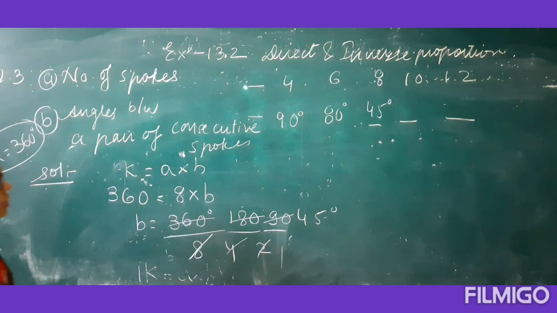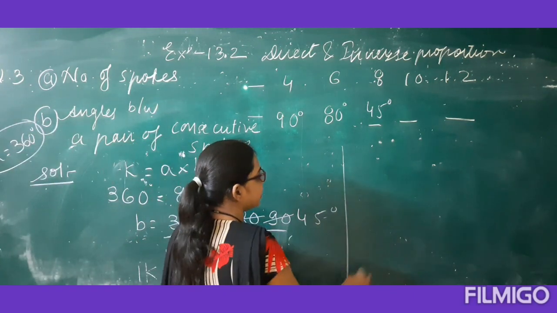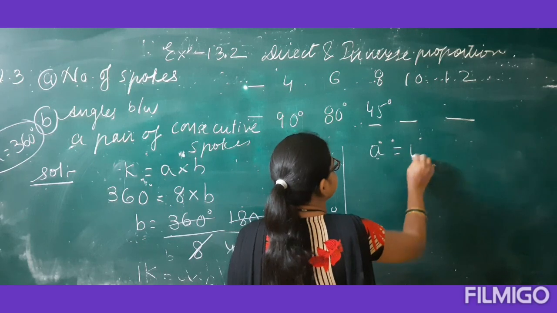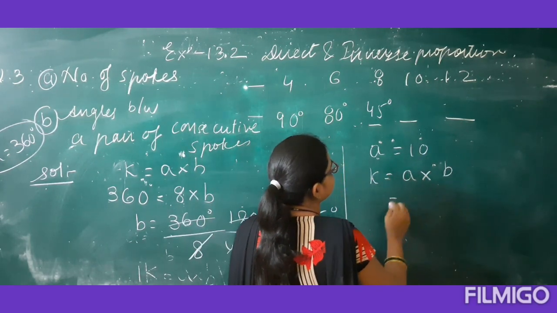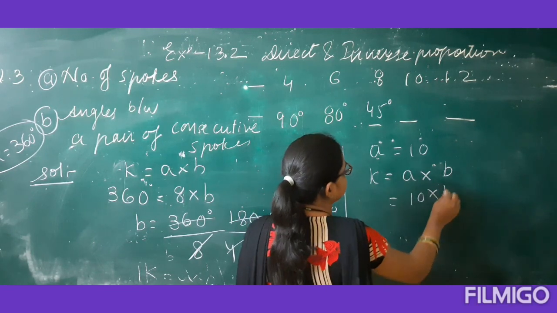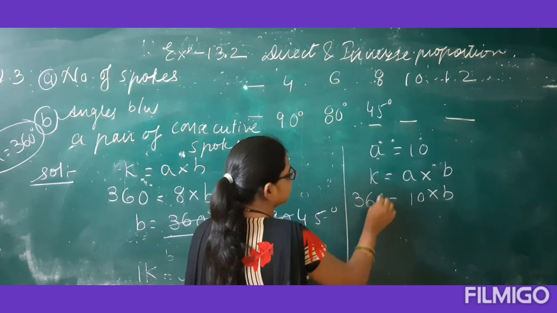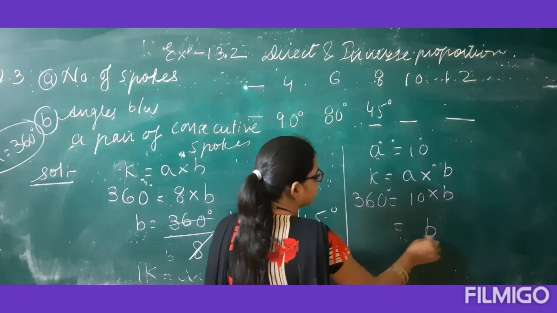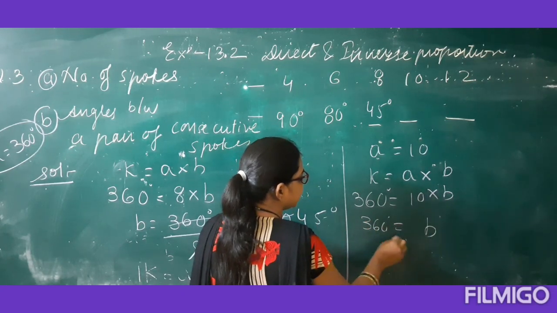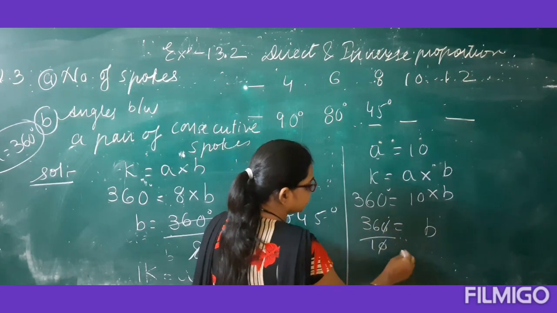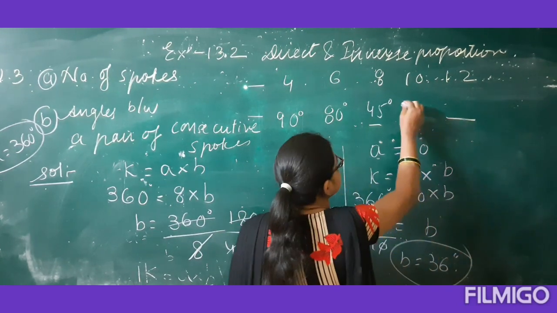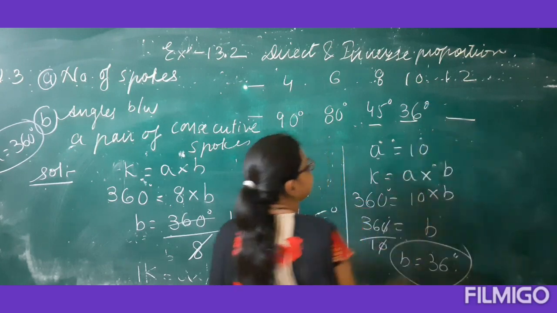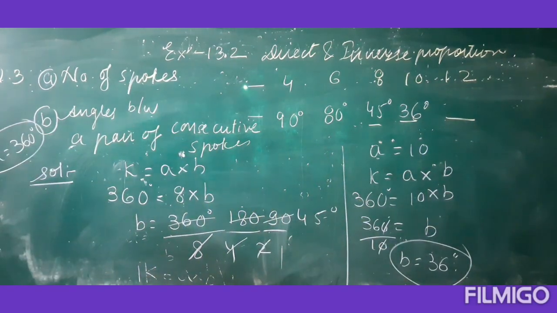Now for the second case, if I take A equal to 10, K is equal to A into B. So this is 10 into B, K is 360 degrees. From here, B will be equal to 360 by 10. So B equal to how much? 36 degrees. So this is 36 degrees.